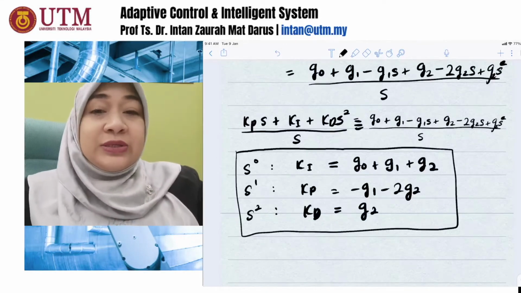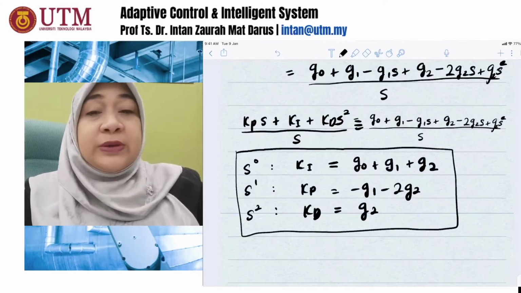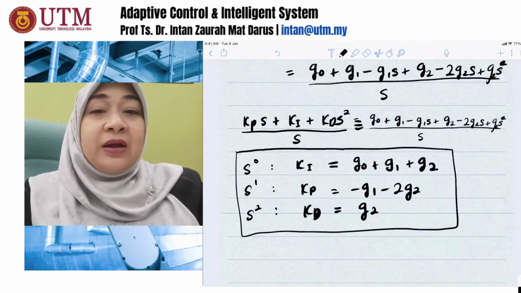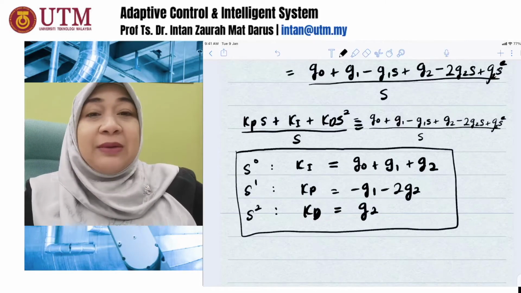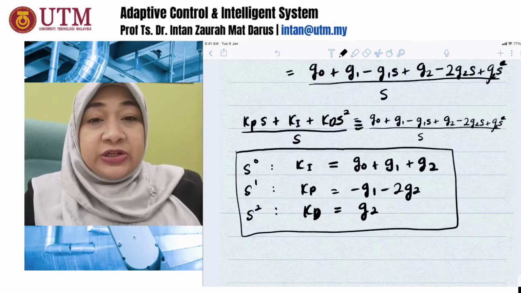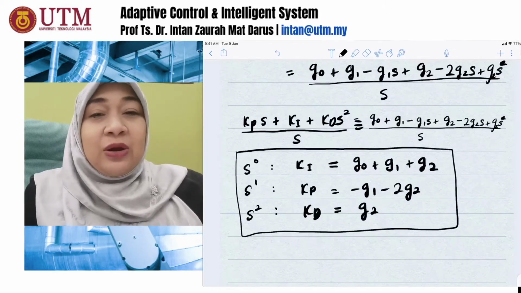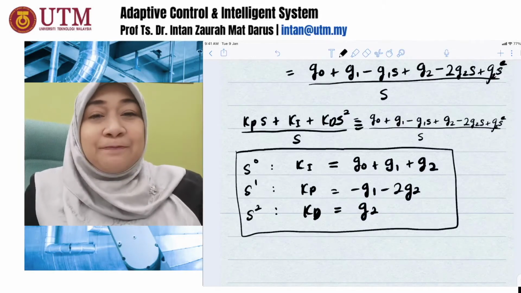So either you substitute S into your polynomial G over F, or you substitute 1 minus Z to the power of minus 1 into your PID controller, then you get these two types of relationship, right? So we can use both of them. We can use either or. It's up to you which one you want to use. Okay, let's have a look again at the problem that we have.